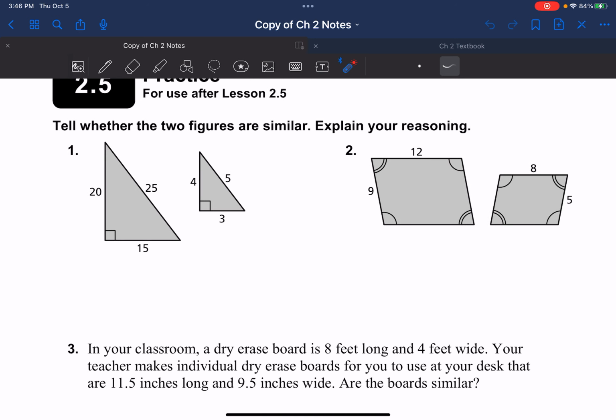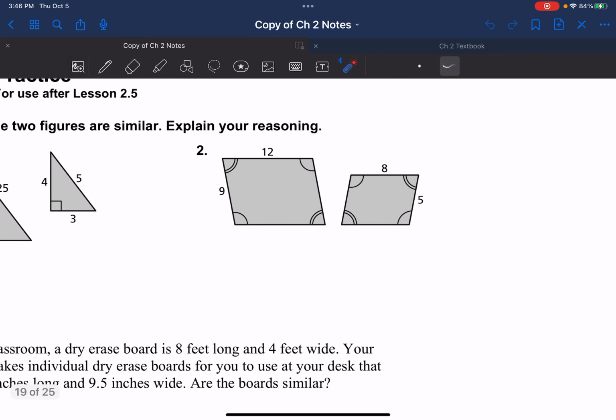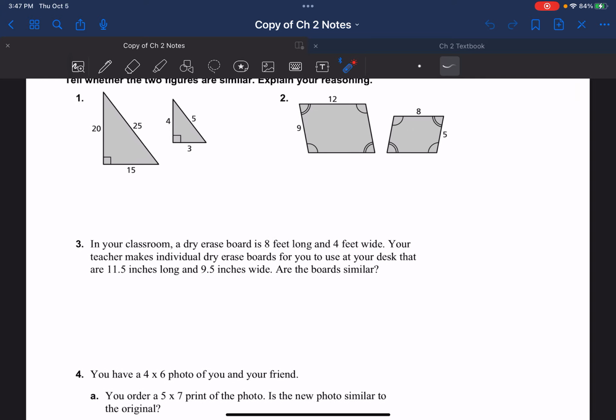Set up some fractions. 20 is to 4, because that's their corresponding side lengths, right? 25 is to 5, that's the corresponding side length, and 15 is to 3. If those fractions all make the same number, then they are similar. Do the same thing with number 2. Set them up with corresponding side lengths. 9 is to 5, as 12 is to 8. See if they make the same number, either through reducing or divide them and see if they work.